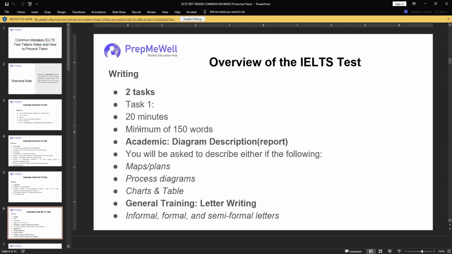And then the diagram could either be a map, or it could be a process diagram. It could be charts, maybe bar charts, line charts, pie chart, or table. And then there is something we call the multiple charts. They can mix up any of the charts together for you to describe. Then the general training is going to be letter writing, and it could be any of the formats of letter writing. It could be formal, informal, or it could be semi-formal.